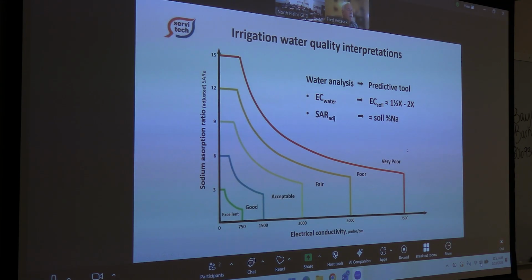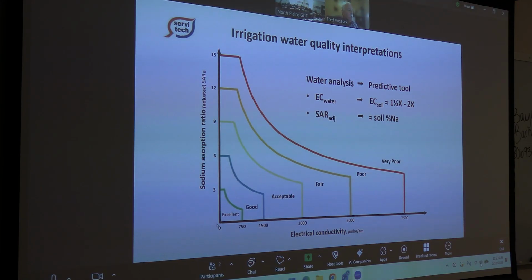And this is a system that we use. It's diagrammed out. We use the water analysis as a predictive tool. So what we're trying to do, the conductivity, the EC of that water, soluble salts of the water, and we can measure the EC in the soil. We can take the adjusted sodium absorption ratio, and it gives us some idea of the percentage of sodium we can expect to see, not after 5 minutes of irrigation, but after a year or two of irrigation, when we get an equilibrium between the water and the soil.